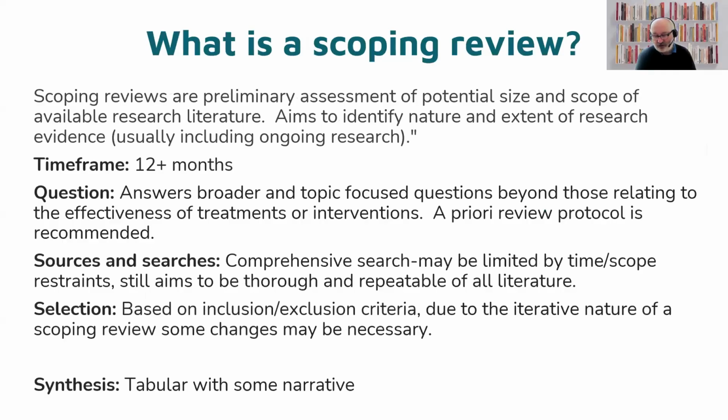Scoping reviews have seen a lot of growth in the last 10 years. Initially they would have been done to identify where you would be doing a systematic review, but increasingly they're their own output, with preliminary assessments of the potential size and scope of the available research literature. And they're often used to look at a topic in a broader sense. What do we know about a topic, rather than the systematic review, which is trying to find a specific answer.